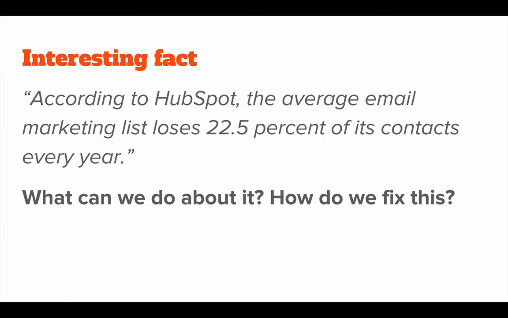So here's a very interesting fact. According to HubSpot, the average email marketing list loses 22.5% of its contacts every single year. So that's a lot, right? So pretty much every single year, if you have like 10,000 people on your list, 22.5% of those contacts end up going inactive. So you can be writing out all these blog posts, but people aren't engaging, they're not opening your email. So what can we do about it and how can we fix it?